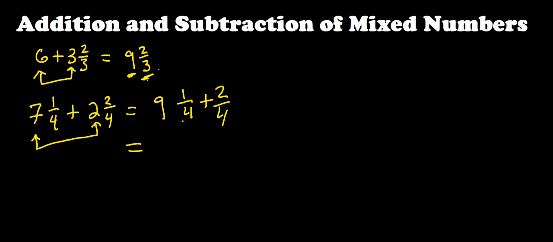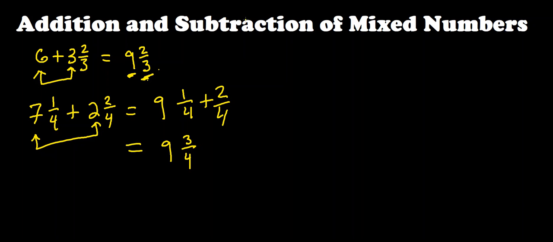So how do we add these two fractions? Well, since they have the same denominator, 4, we can just add the numerators together. So this would give us 9, and 1 plus 2 is 3, so that would give us 3 over 4. So 9 and 3 over 4 is the answer to this problem.